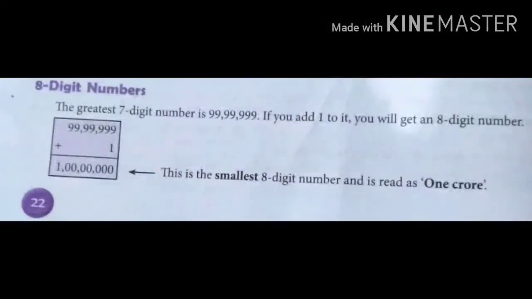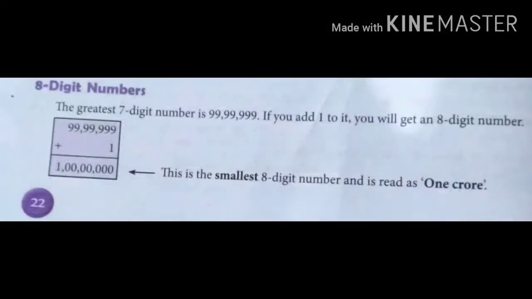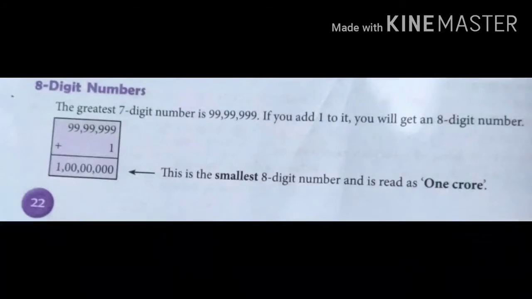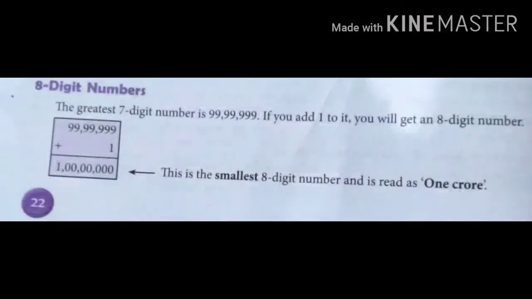Now after that we see 8 digit numbers. Student, we know that the greatest 7 digit number is 99 lakh 99,999. When we add 1 to the greatest 7 digit number, we get the smallest 8 digit number. That means 99 lakh 99,999 plus 1, we get 1 crore. 1 crore is the smallest 8 digit number. After that we see the example.